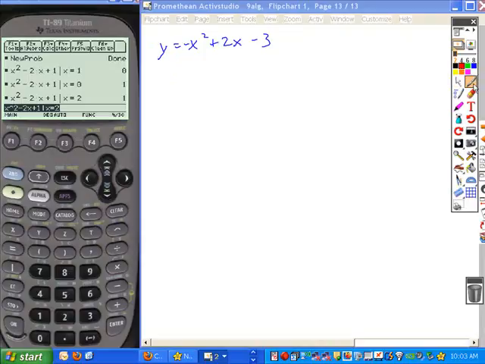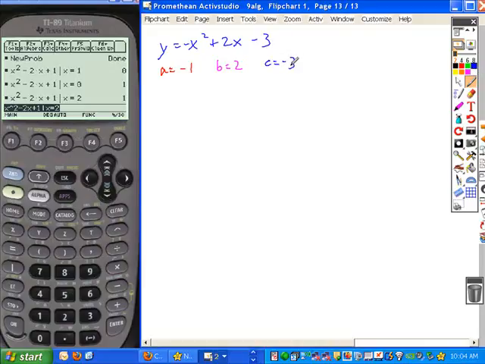Okay, so the next thing you may want to do is identify right away, what is your a value? What's the coefficient of x squared? -1. What's your b value? +2. And your c value is -3.